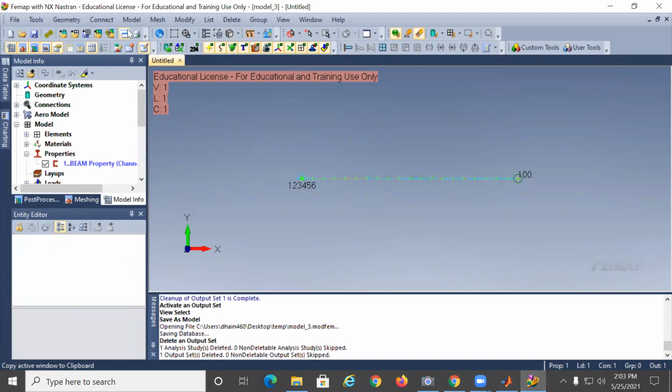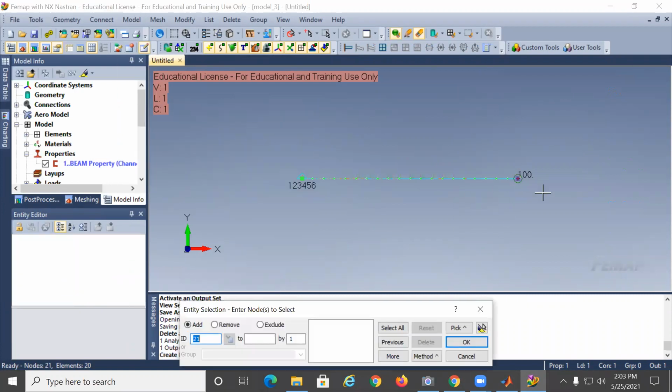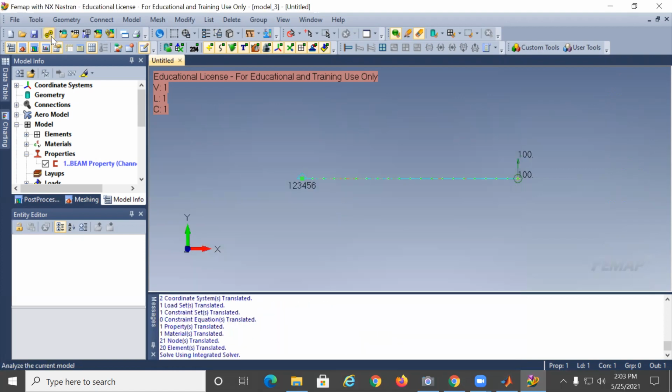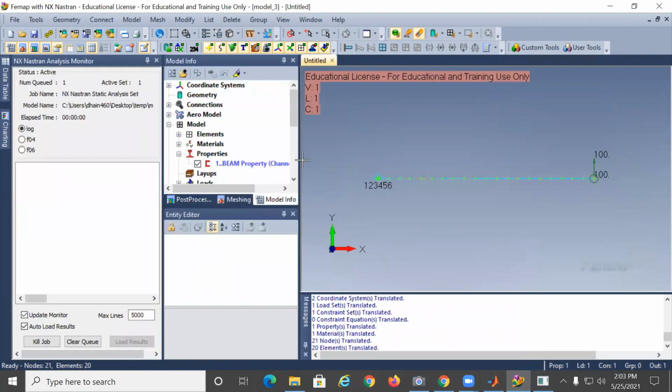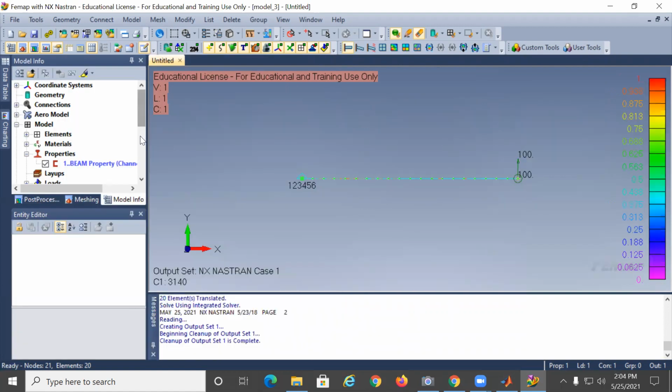Okay, I just need to add the force on the y: model, load, nodal. I pick this one, and I add the 100 Newton force on the y. Okay, cancel, run. Okay, this is finished. We go to the results.